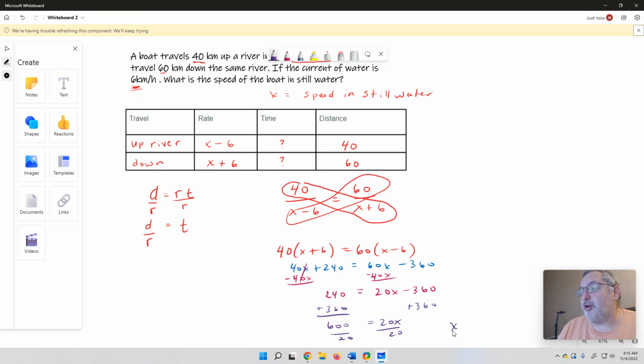And so that means that our speed in still water is 30. Don't forget your units: kilometers per hour.